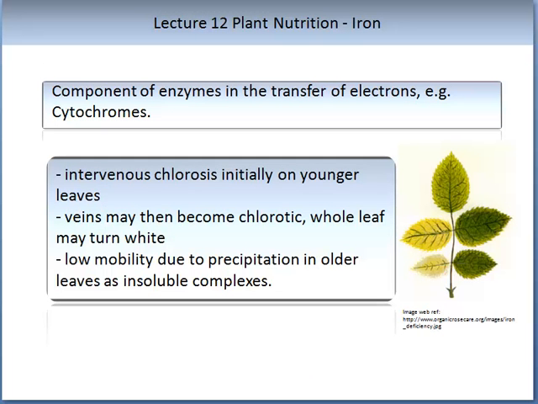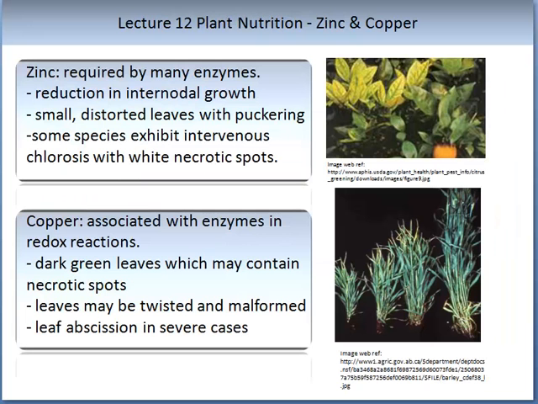Iron is an important component of enzymes in the transfer of electrons, such as cytochromes. When iron is deficient, you can get interveinal chlorosis initially on younger leaves. You may observe it in veins, and it may become chlorotic. The whole leaf may turn white. Low mobility due to precipitation in older leaves as insoluble complexes is something to look out for. Here we have a rose leaf that's been subjected to severe iron deficiency.